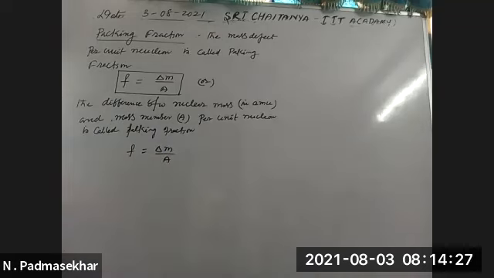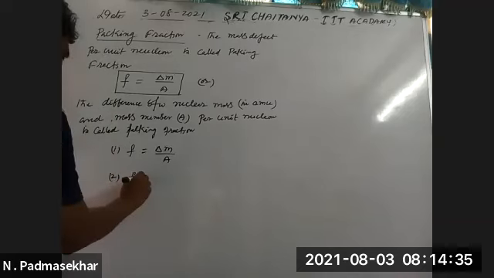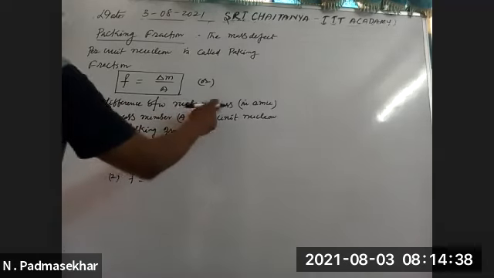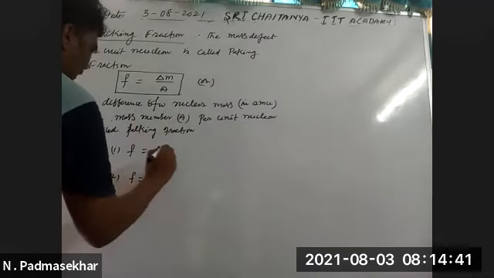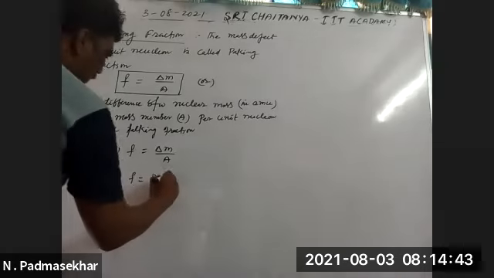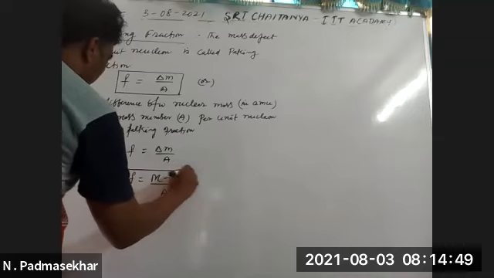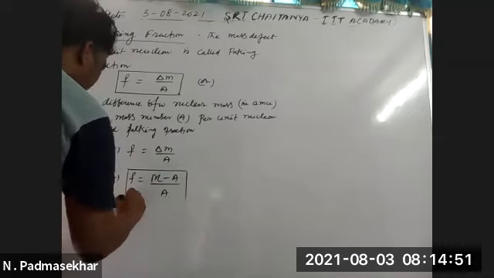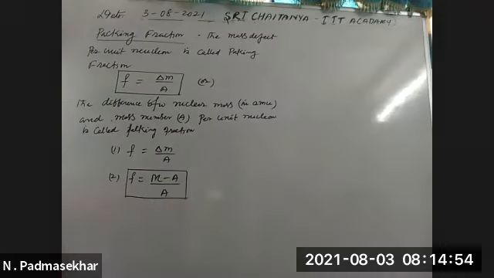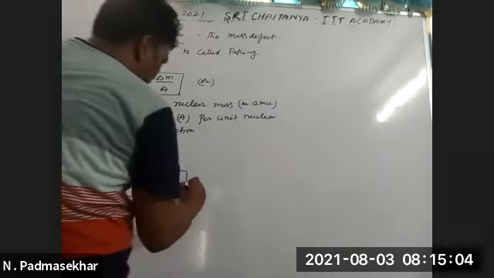According to this definition, packing fraction is equal to the difference between the nuclear mass, the capital M, mass of the nucleus, and mass number A, divided by A. So this is a packing fraction. We can find it like this also. Capital M must be in AMU; that is the mass of the nucleus, which must be in AMU.